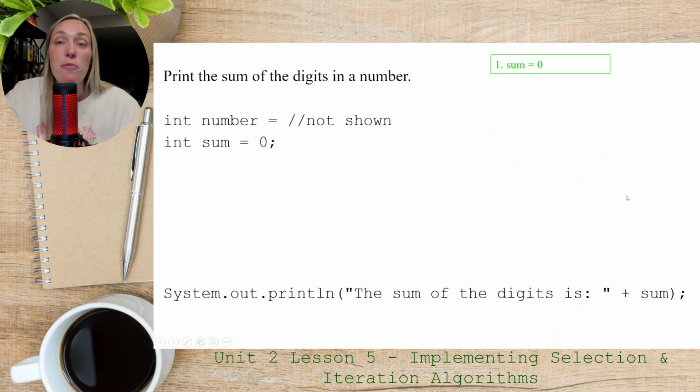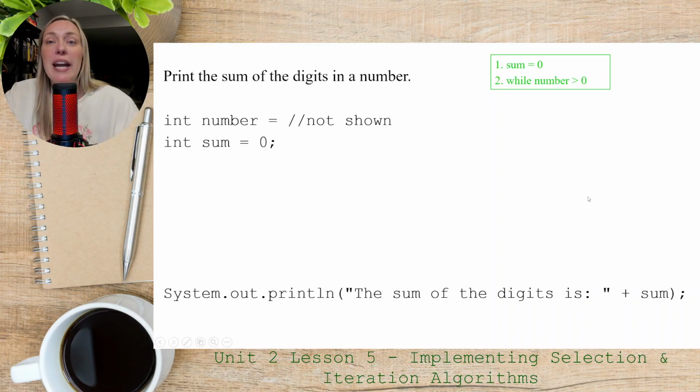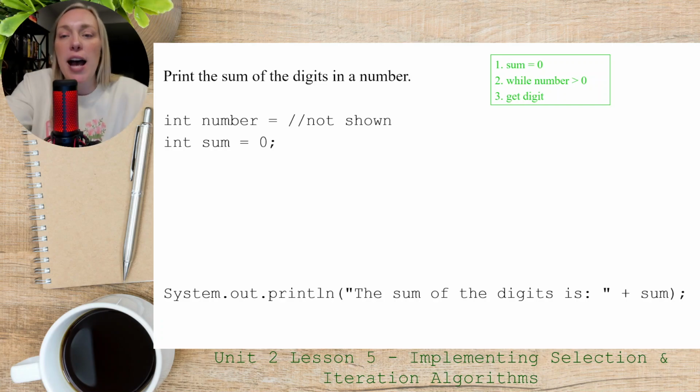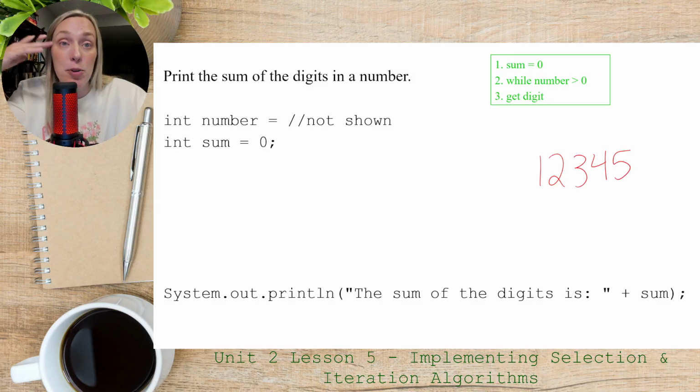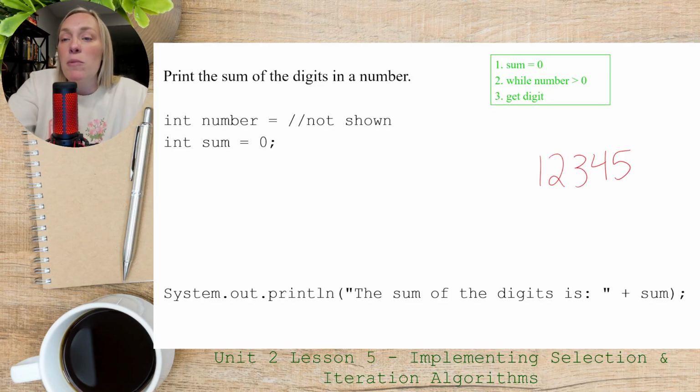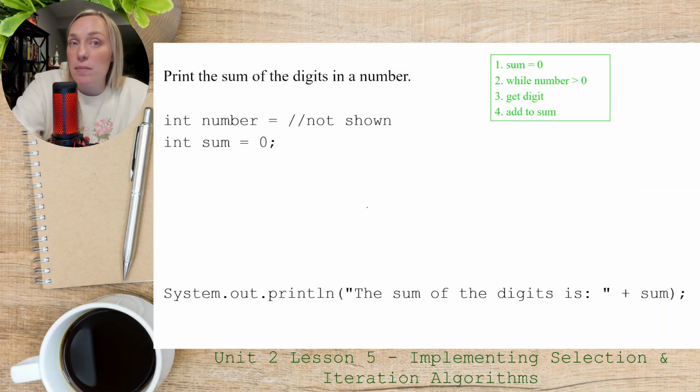Well, we're going to start off with sum being 0. And while the number is greater than 0, we want to get the last digit, right? So if you need to come up with a number example to help you make sense of this algorithm, we want to get this last digit. We want to add that digit to sum. So 5 gets added to sum, and then we want to divide the number by 10.